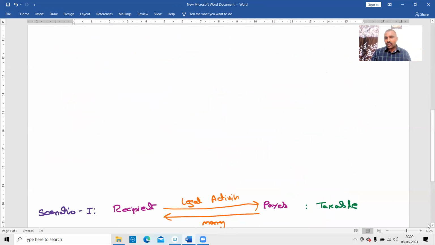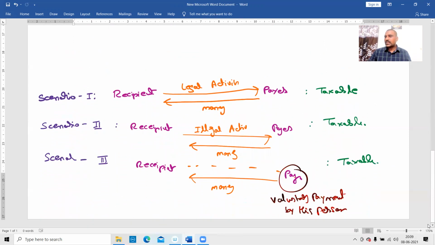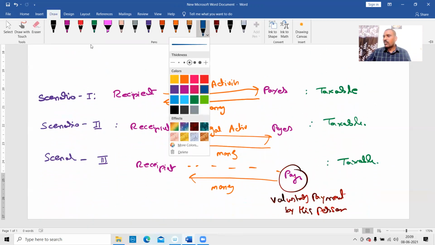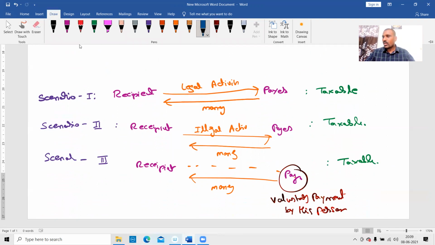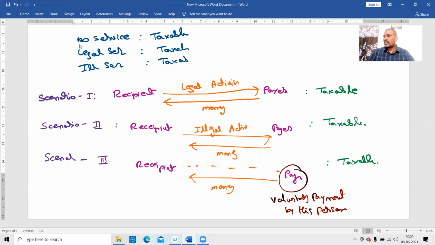So here, whatever we have discussed: no service, taxable. No service, amount is received, still taxable. Legal service taxable. Illegal service taxable. Okay, no service taxable, legal service taxable, illegal service is taxable.